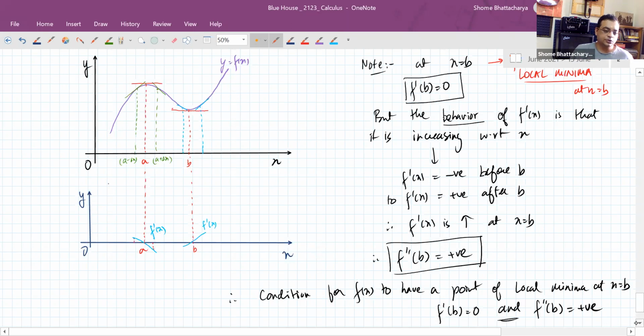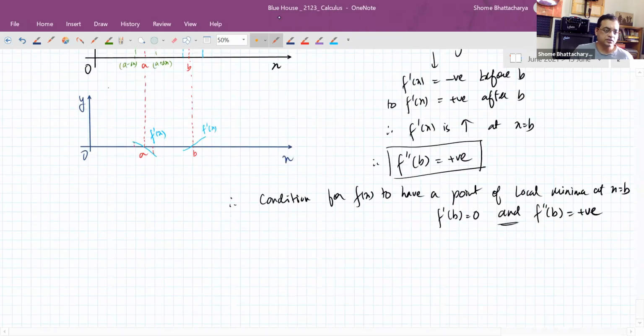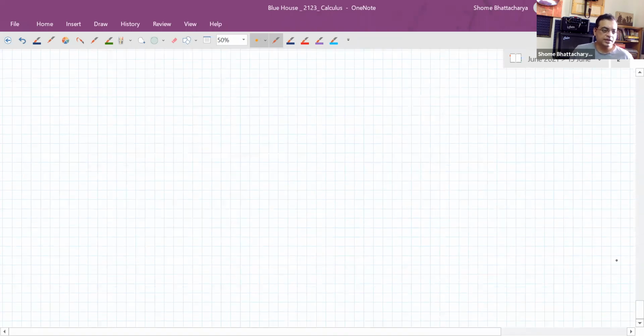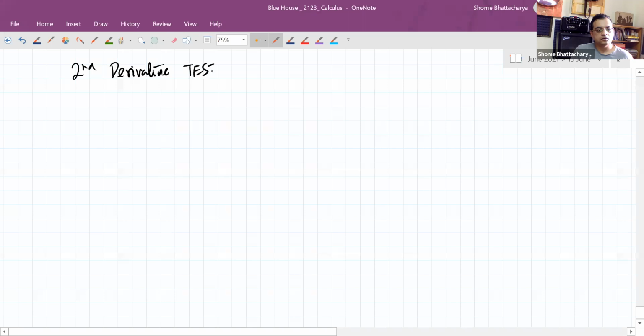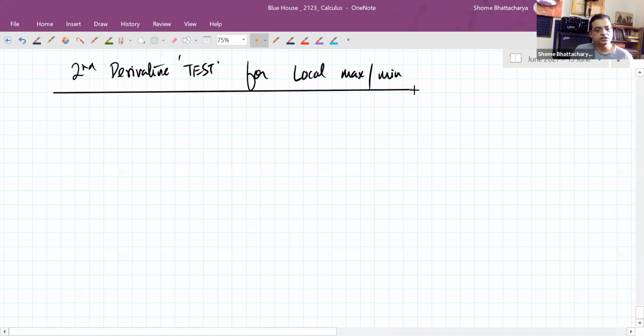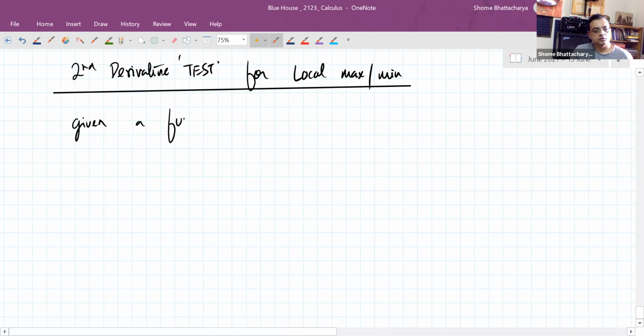Okay, so first we will condense all this information into a simple method, or you can say an algorithm, and then we will apply it to some examples. Okay, so second derivative test for local maxima or minima of a function. So we just follow this simple step-by-step method. So given a function, say y equal to f(x).